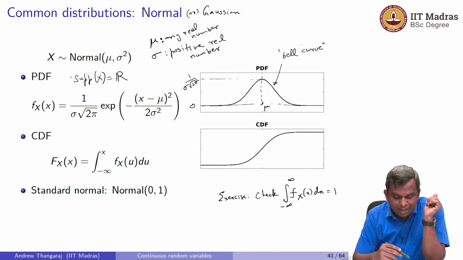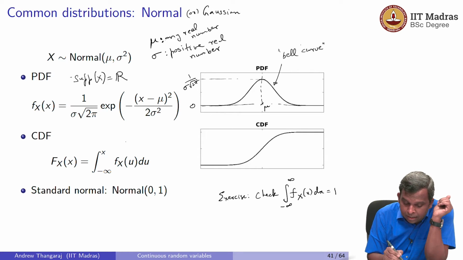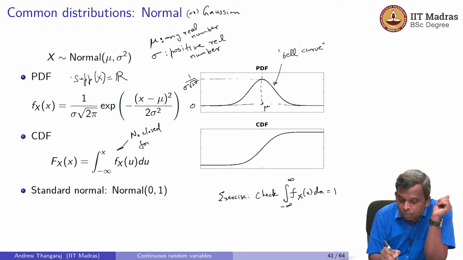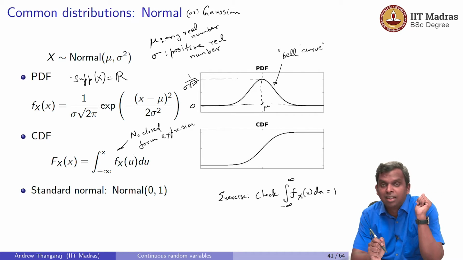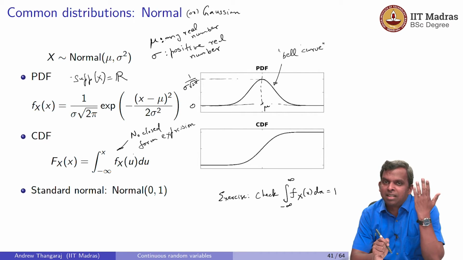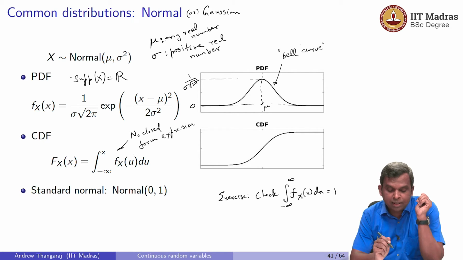All right. The CDF is F_X(x) equals the integral from minus infinity to x of f_X(u) du, and there is no closed form expression here. If you remember, for both the uniform and exponential, we had a very easy form for the CDF: (x minus a) by (b minus a), and then 1 minus e power minus lambda x. In this case, you will not have a closed form expression, because e power minus x squared doesn't have an indefinite integral in closed form.